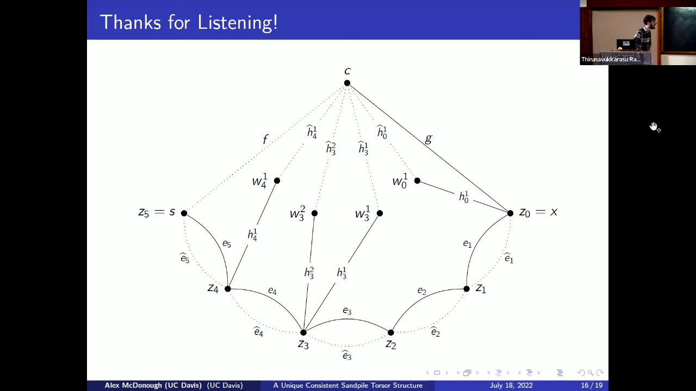Here's a crazy graph that we had to use for one of our cases.